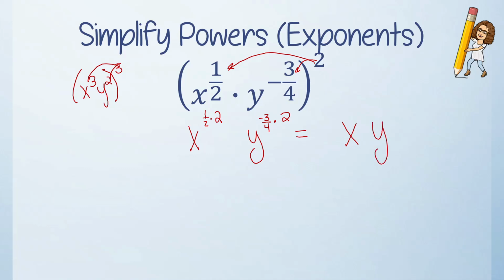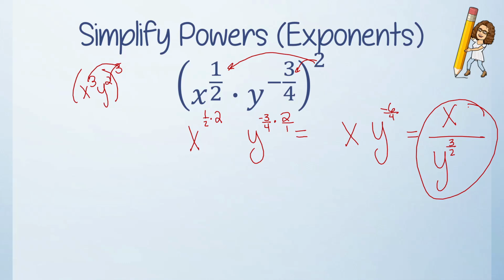And then y to the, I'm going to make that negative 2 over 1, or just a positive 2 over 1. So I'd get negative 6/4, which is technically negative 3/2, right? And since it's negative, it needs to move to the bottom of a fraction. So I'm going to get x over y to the 3/2 for my final answer there.